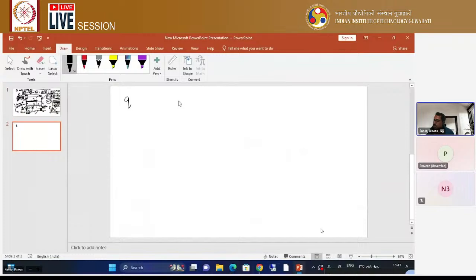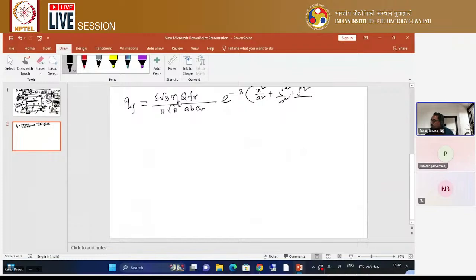Here I am writing this thing. Generally, the double ellipsoidal heat source model you can write. It has two parts. One is the front part. This front part is 6 root 3 eta into Q into FR divided by pi root pi a b c_r into exponential to the power minus 3 x square by a square plus y square by b square plus zeta square by c square, where zeta is the moving heat source along the z direction. FR generally represents the front part.